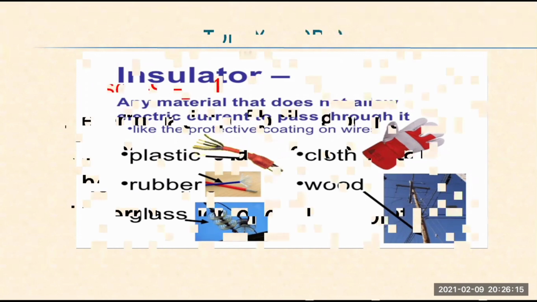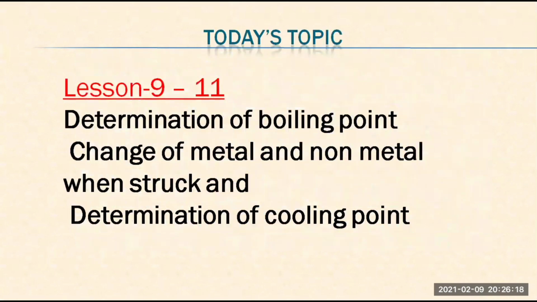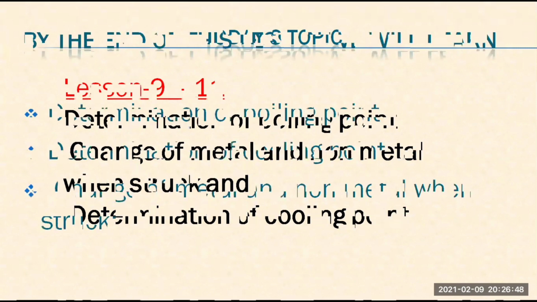Okay, so students, just see today's topics. What will be today's topics? Yes, that is lesson 9 to 11. But students, I will not discuss the melting point of solid matters. Already you have learned that in the previous lesson, isn't it? So today I will discuss the determination of boiling point, change of metal and non-metal when struck, and finally I will discuss the determination of cooling point. So students, just listen carefully.